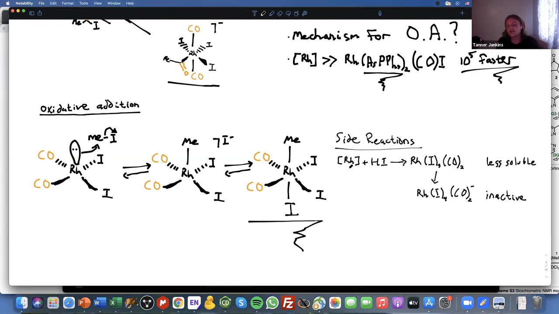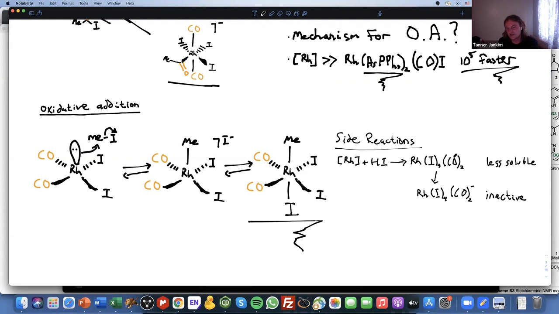And so they found one of the main side reactions of this reaction is the direct oxidation of this anionic rhodium-1 species by HI to form this triiodo rhodium-3 complex. And then this is less soluble in the reaction media and crashes out, thus greatly slowing the reaction.